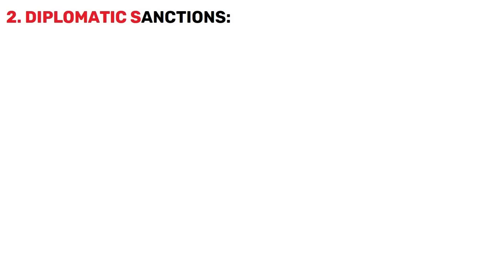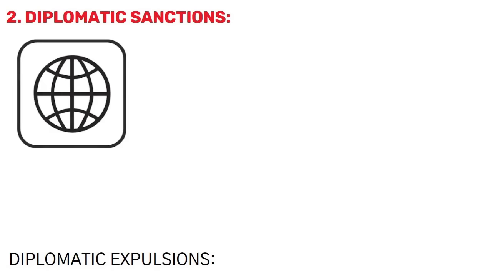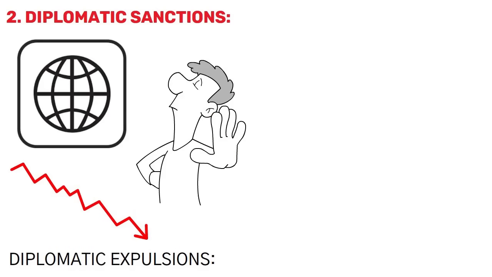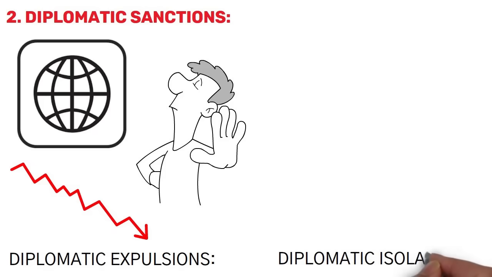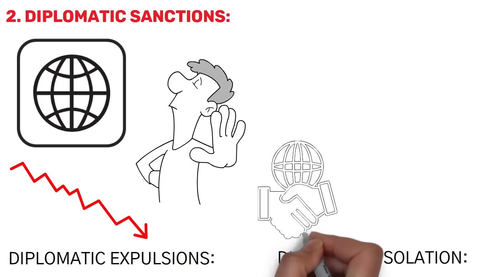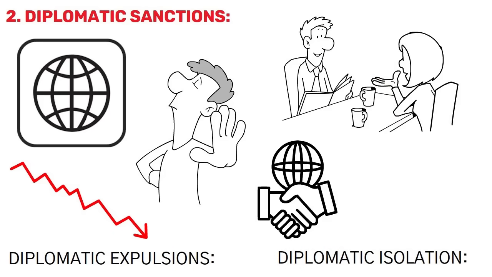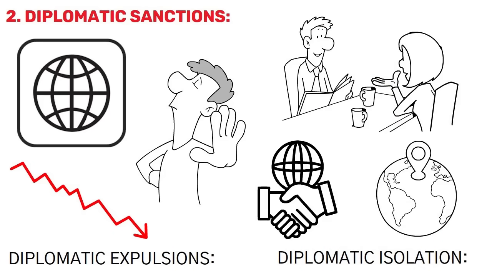2. Diplomatic sanctions. Diplomatic expulsions, expelling diplomats or reducing diplomatic staff in response to actions deemed unacceptable. Diplomatic isolation, refusing to engage in diplomatic relations, negotiations, or international forums.